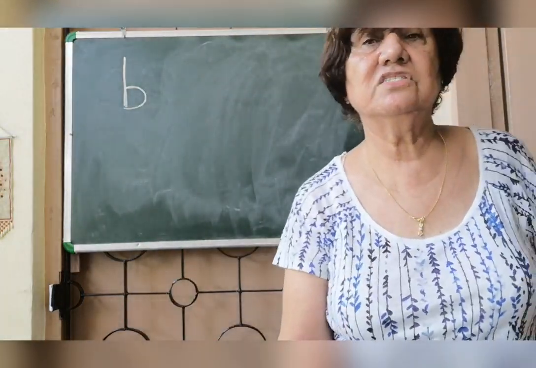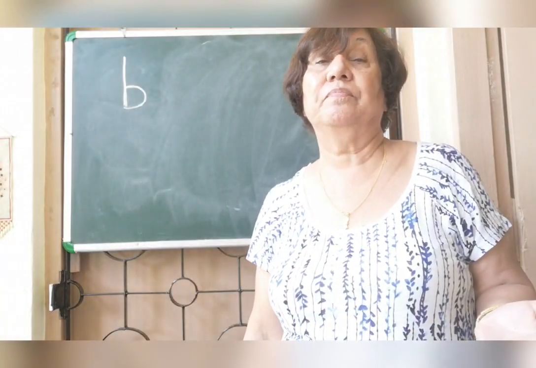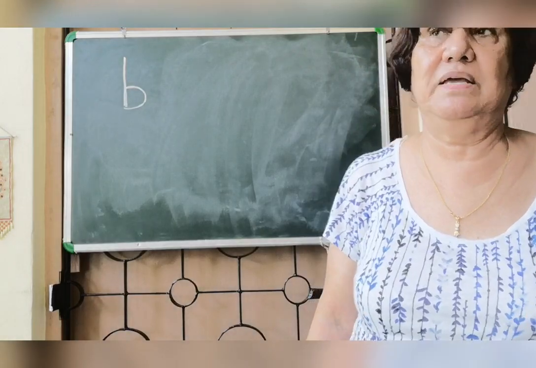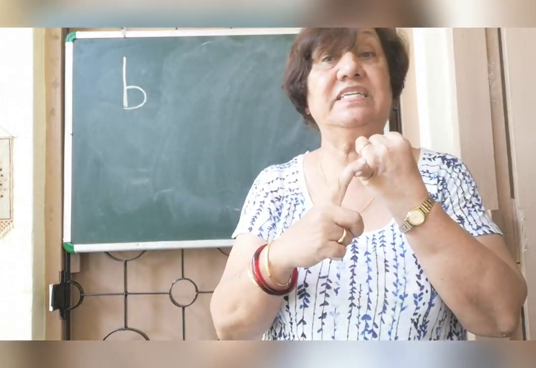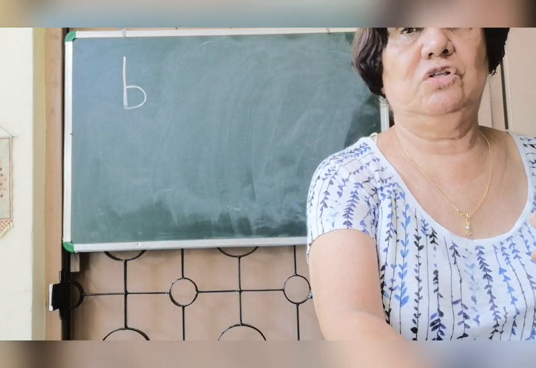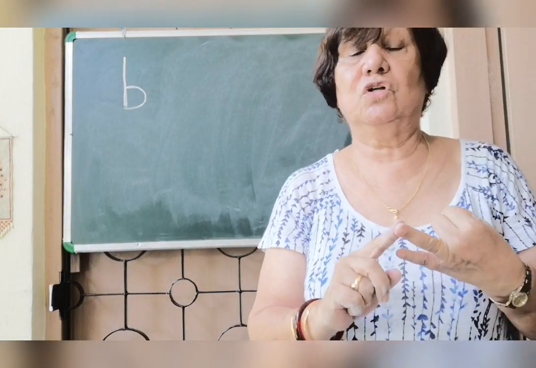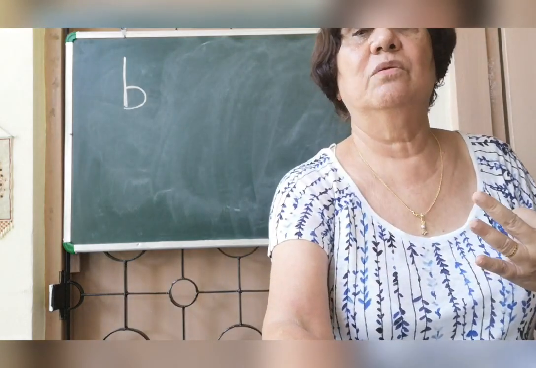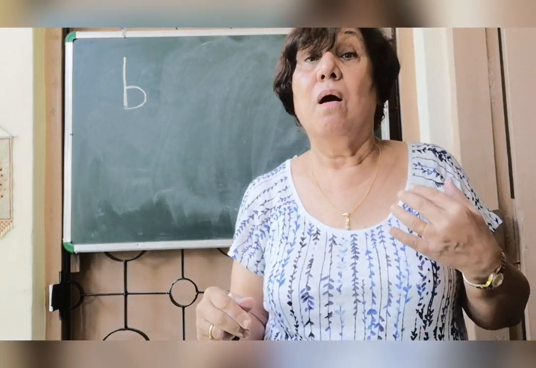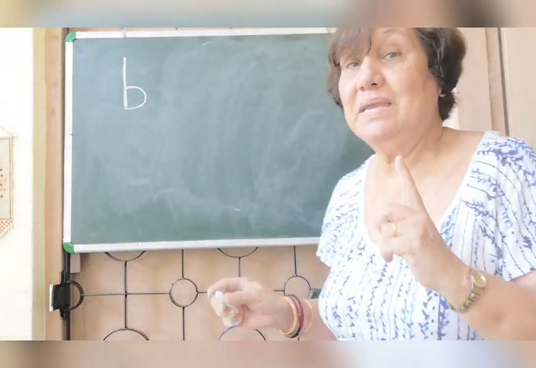So children, we've learned so many things that begin with B. Can we revise the things that begin with B? Let me see if you can tell me. First we did the ball, then we did the bat, then we saw the book, then we saw the bell and the bone, the balloon, then we saw... Ah, I forgot to tell you. Beaver.